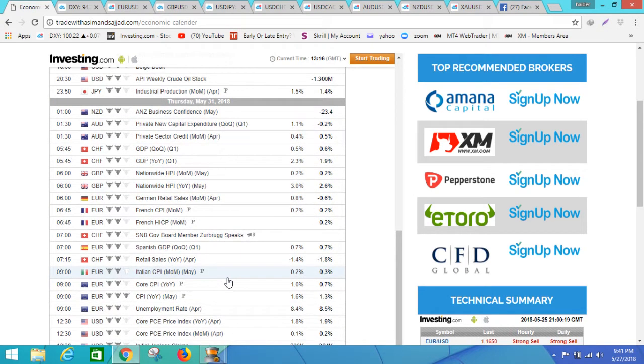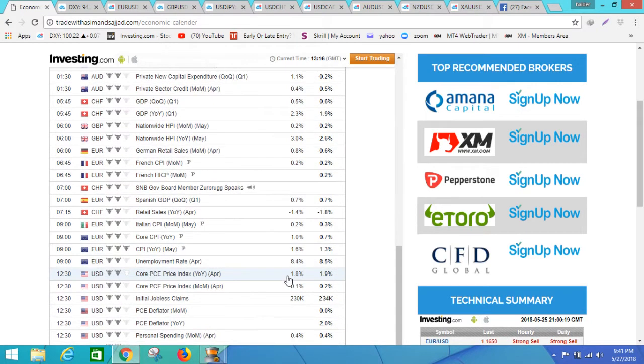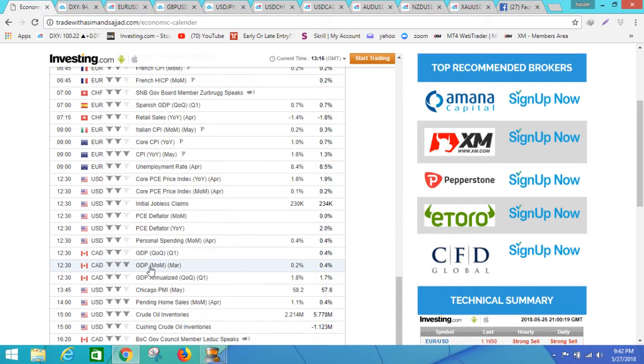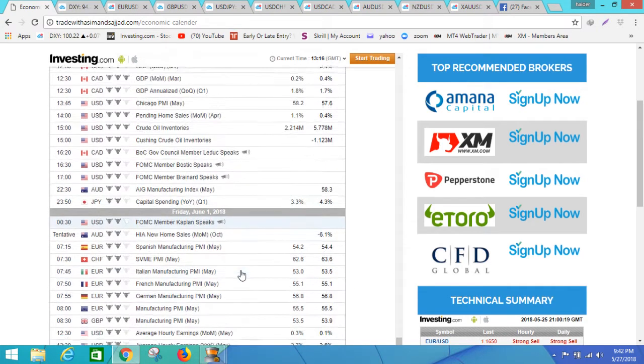Then on Thursday too, it's a very busy day for different instruments. We have lots of news. For Europeans we have core CPI, then also for GBP, and for the Canadian dollar the Canadian GDP news. This is also very important news. Then the same day we have news for the US dollar, pending home sales and crude oil inventories.